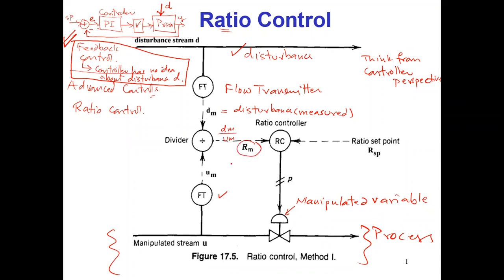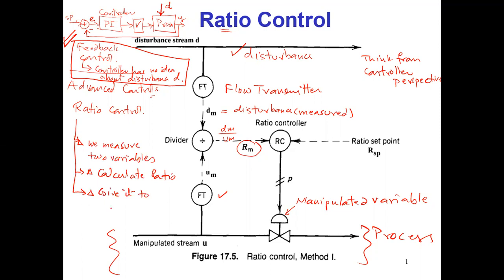So हम यहाँ पे क्या calculate करते हैं, we are making some in ratio control. What we do is number 1, we measure two variables. Then second step is we calculate ratio, and this ratio is provided to ratio controller.